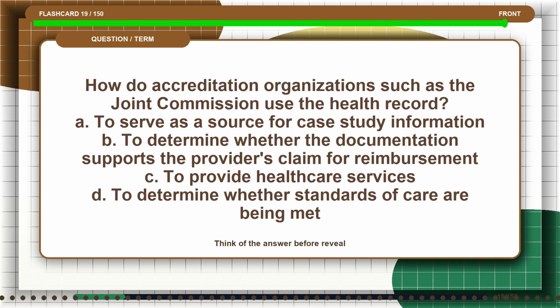Flashcard 19. How do accreditation organizations such as the Joint Commission use the health record? A. To serve as a source for case study information. B. To determine whether the documentation supports the provider's claim for reimbursement. C. To provide healthcare services. D. To determine whether standards of care are being met. Think of the answer before the reveal.